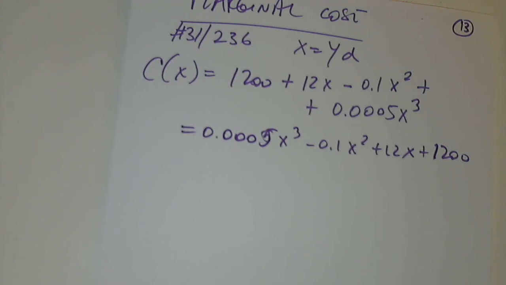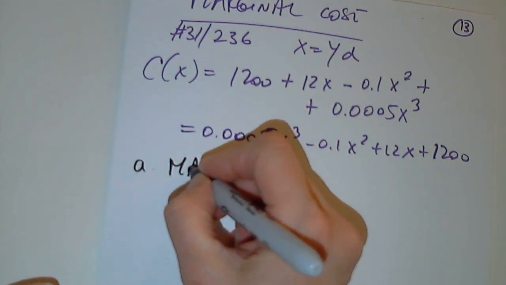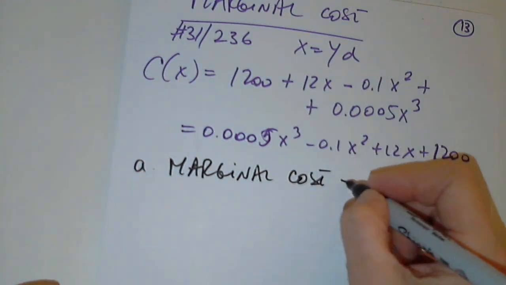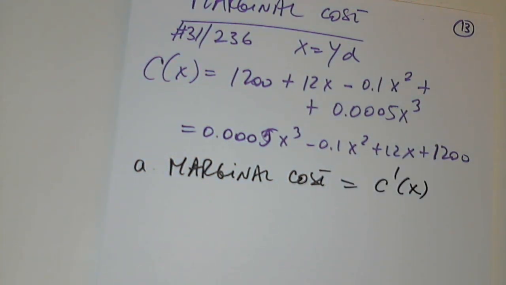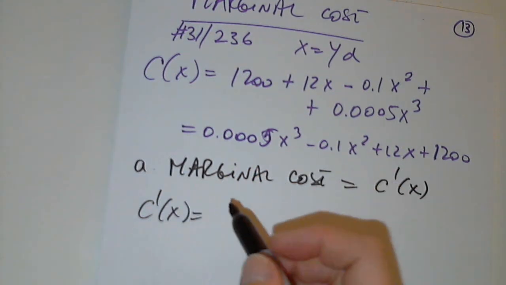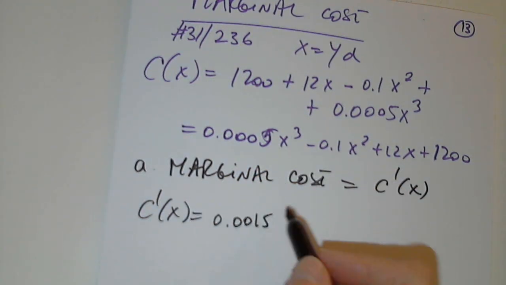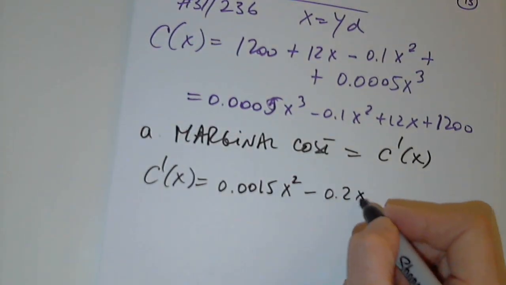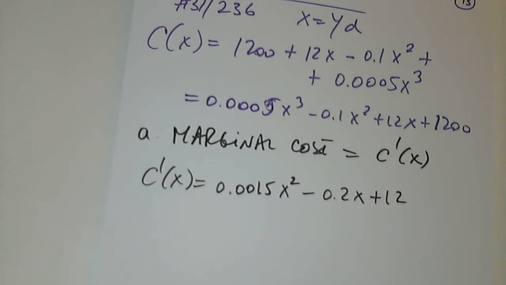Okay. First question, part A. Find the marginal cost function. The marginal cost function is c prime of x. So the derivative of the cost is called marginal cost. The rate of change of the cost is called marginal cost. So very easily, c prime of x is 0.0015x squared minus 0.2x plus 12. So this is the marginal cost function. I differentiated the cost function, the rate of change of cost at any point for any number of units manufactured.